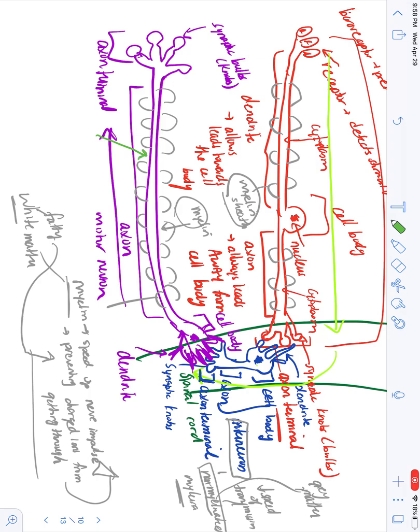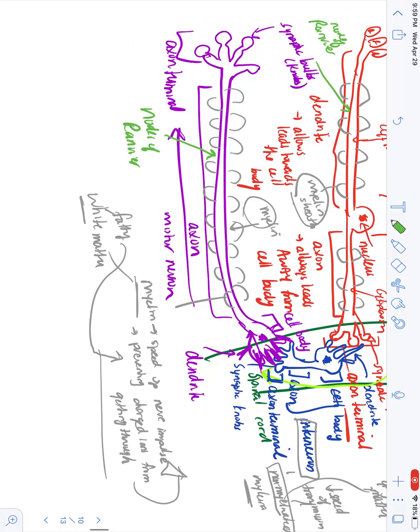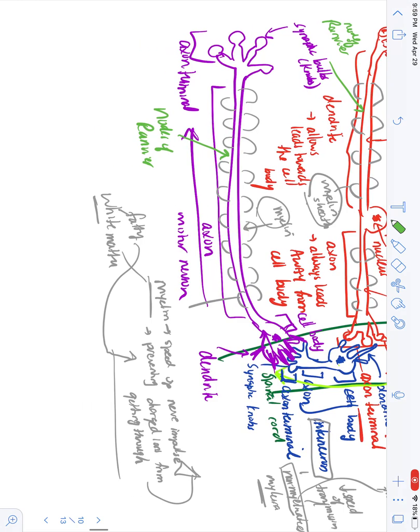And then there's gaps between, okay? You see these gaps between the myelin, those are called nodes of Ranvier, and we're going to talk about that in the next lesson. Okay, that becomes important, node of Ranvier. So here you have it. Here are the parts of the neuron.